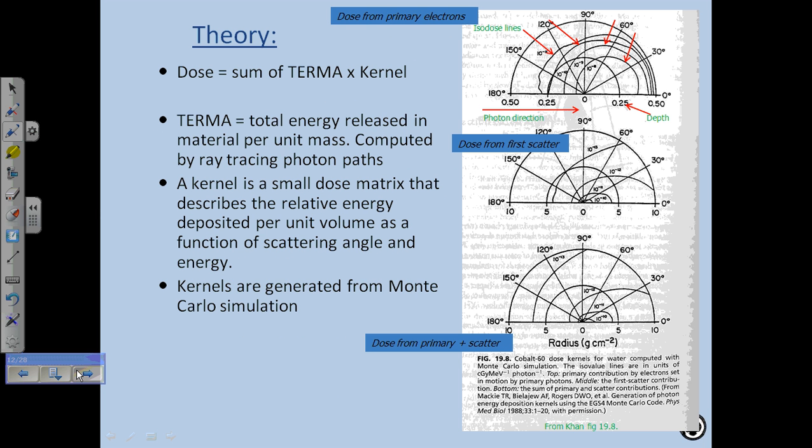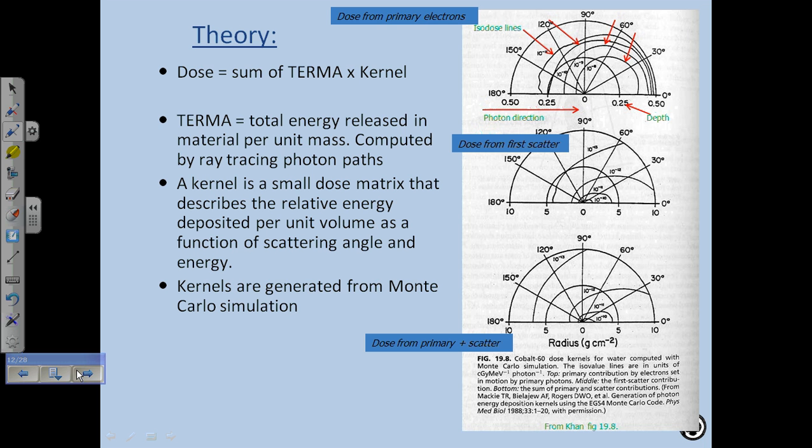Okay, now let's look into a little more detail on how this works. The dose from a convolution algorithm is equal to the sum of the terma, the total energy released in the material, times the kernel. Okay, what's a kernel? All right, so a kernel, these are kernels. Okay, this screen right here. This comes from Con Figure 19.8.